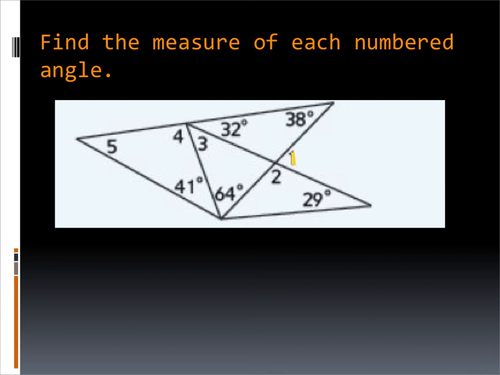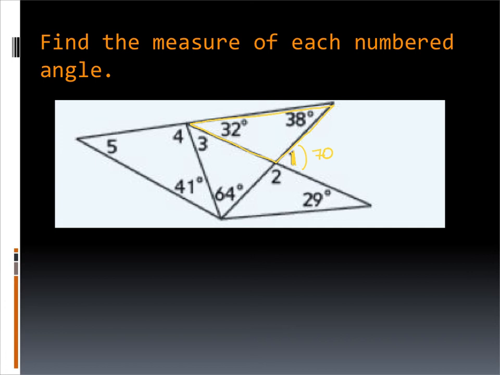Okay. There's nothing around it to help us know what it is. It doesn't have a vertical angle. It doesn't make a linear pair. I mean, it does with angle 2, but we don't know the measure of angle 2. But we can see that it is the exterior angle for this triangle. So in order to get 1, we can add up 32 and 38, and that's going to give us 70. So we're going to say this angle is 70. We know that from our exterior angles.